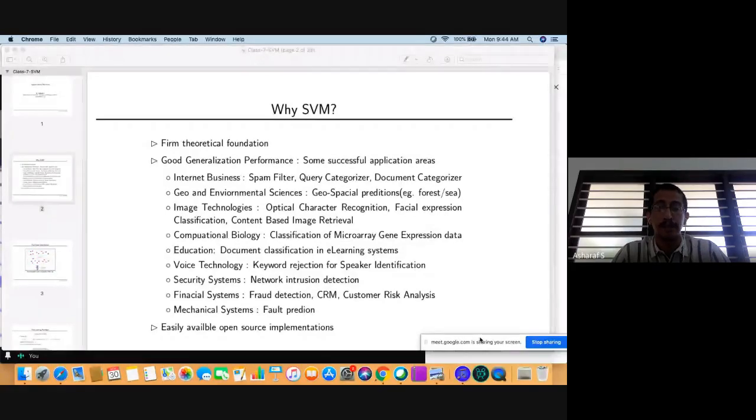Another very interesting aspect of this particular class of algorithms is that there is a lot of open source material out there, which you can easily access, and I'll give you links to some of that material. So you have easy access to open source material. It has a firm theoretical foundation and proven generalization performance in many application areas.